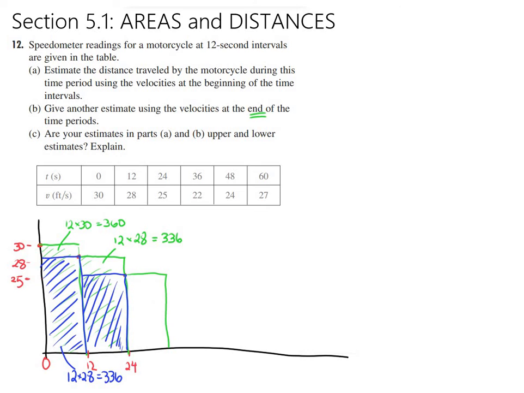So we should be able to then figure out that part C, this green estimate that I made, is probably an overestimate because it's not going 30 the whole time. It's slowing down, right? The actual speed graph probably looks something like this. It's hitting these points. So the green is a little too much and the blue is not quite enough.